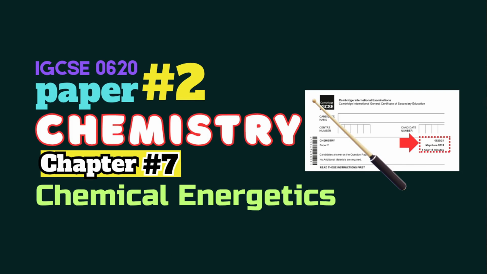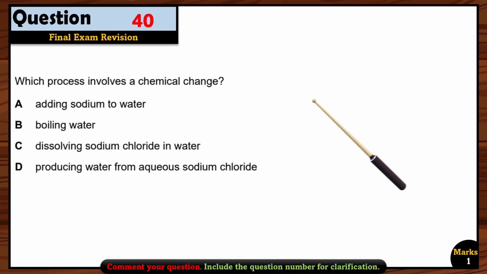Some of the common mistakes students usually make in Chapter 7, Chemical Energetics, and what the tricks are and how you can tackle these mistakes in your exam. Let's see one by one. Okay, first, which process involves a chemical change?